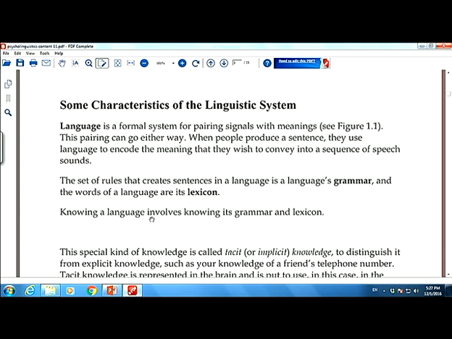Maybe grammar, set of rules that govern the creation of sentences. The set of rules that create sentences. This is grammar. What is a lexicon? What is meant by a lexicon? The words of a language there. This is the lexicon.